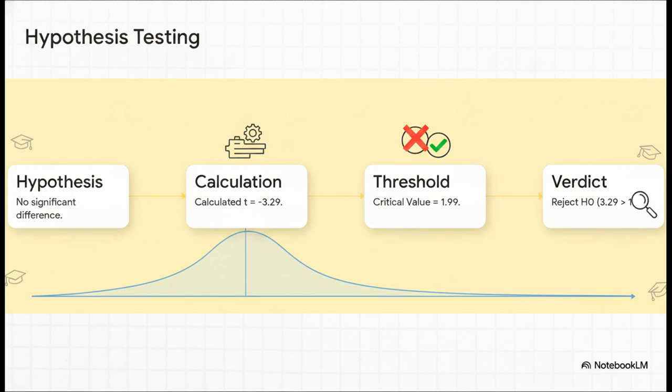Step 1 establishes our null hypothesis, basically assuming no significant difference exists. Step 2 is our calculation engine. Running our group data through the formula gives us a calculated absolute t-value of 3.29. Step 3 sets our threshold, using a critical table value of 1.99 at the 5% level. And finally, Step 4 is the verdict. Because our calculated 3.29 completely shatters that 1.99 threshold, we reject the null hypothesis. There is for sure a significant difference here.